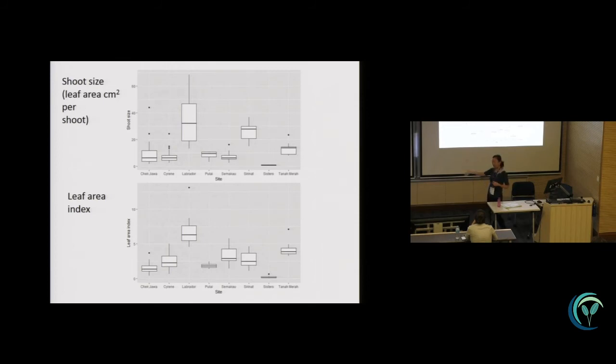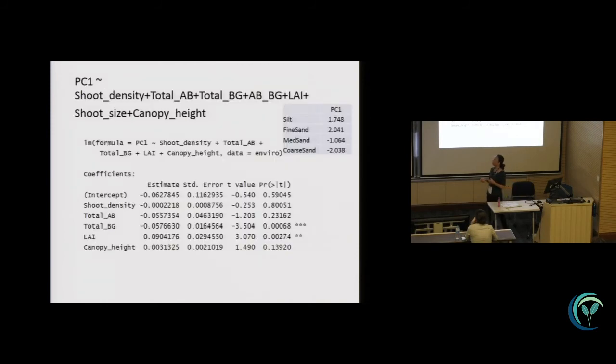So some of the sharp-eyed audience here might realize that there might be some collinearity between these two, which is true. And that's why when I did linear modeling, when I was trying to find out how PC1 from my sediment size analysis varies with all these canopy attributes that I've measured, I have to take out shoot size because it was highly collinear with leaf area index. So what I found from the linear modeling was that below ground biomass varied negatively with PC1, while leaf area index varied positively with PC1.